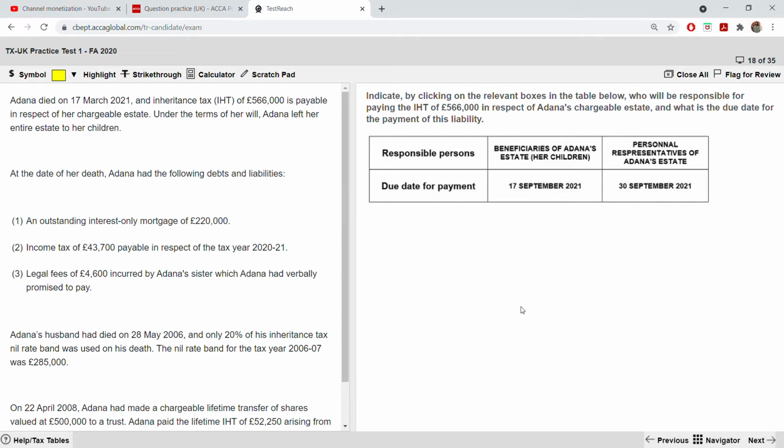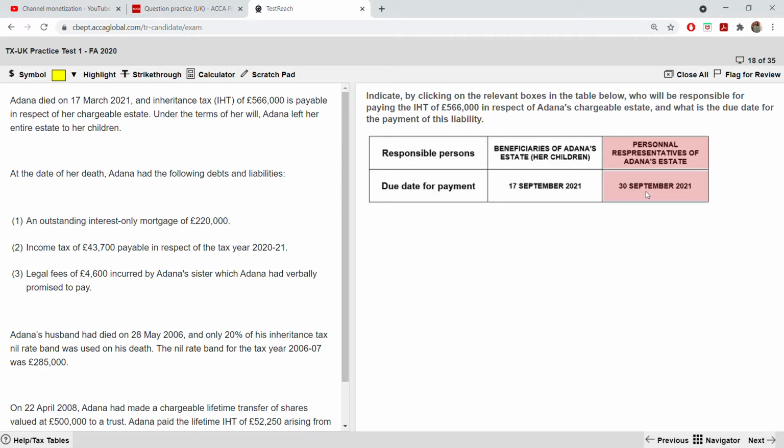So who is the responsible person? Is it the beneficiary of Adana's estate, her children, or the personal representative of Adana's estate? It is the personal representative who will pay in respect of the chargeable estate. What is the due date for payment? The dates are fixed there. It is 30th September 2021.